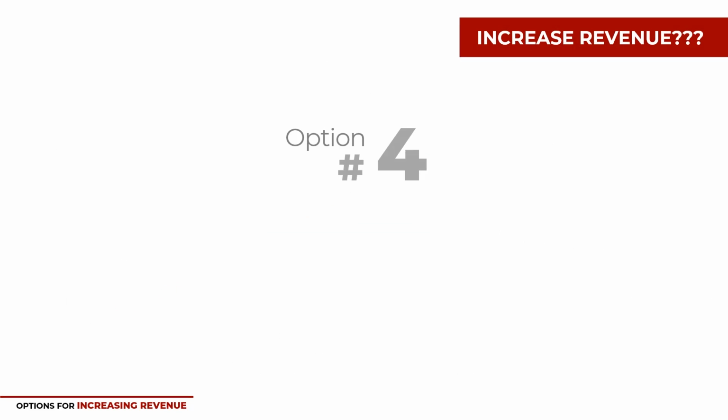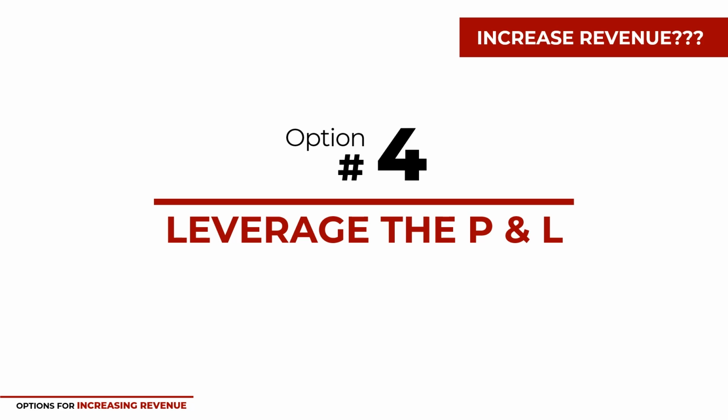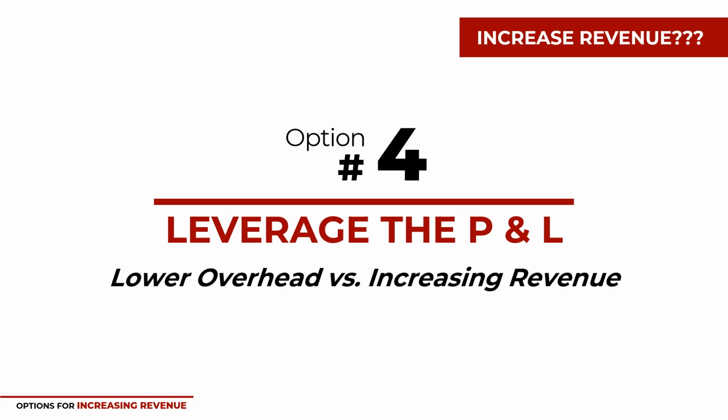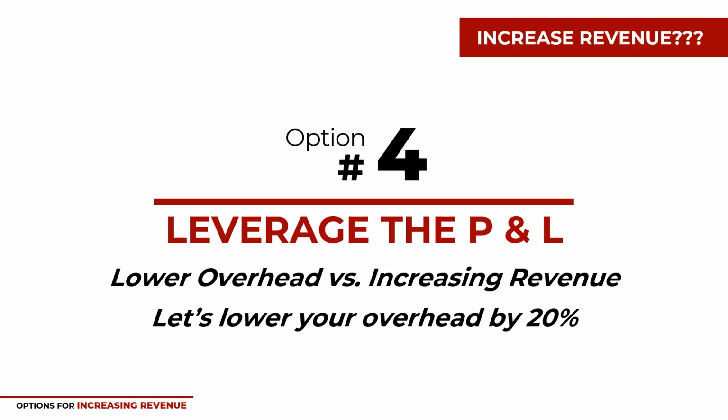Now, option 4 for increasing revenue is to learn how you can leverage your P&L. For example, what would benefit us the most? Lowering our overhead versus increasing our revenue. Well, let's try lowering our overhead by 20% and see what happens.